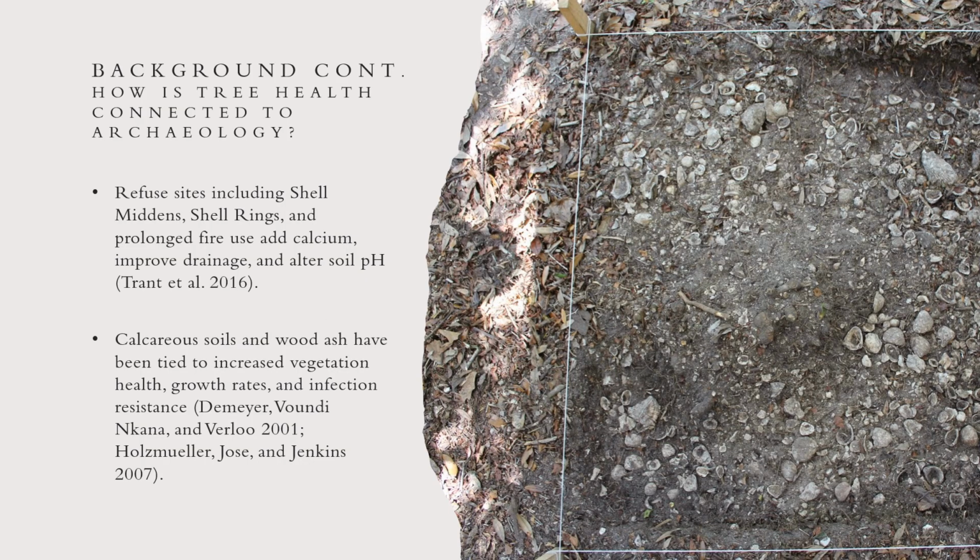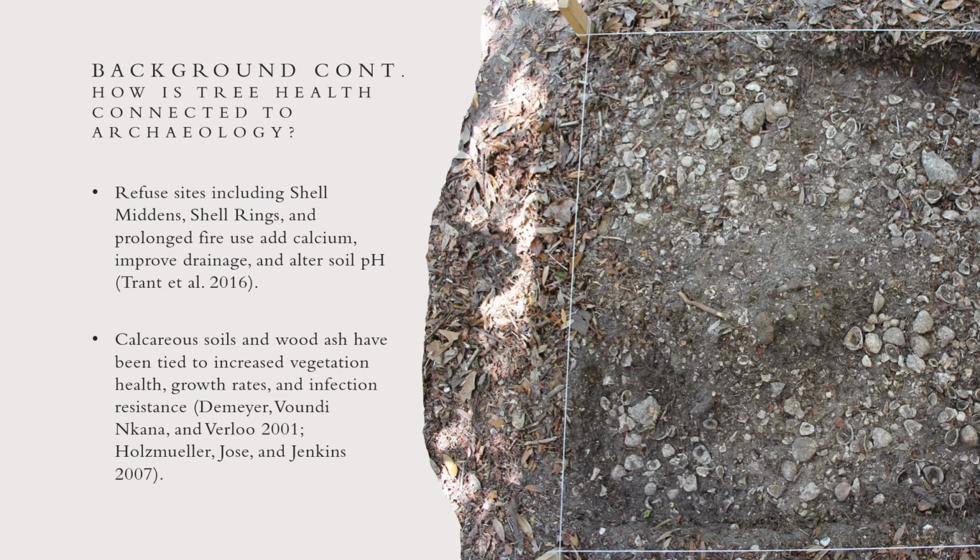So a shell ring is a general refuse site or shell midden. When you're living in these coastal areas, you eat a lot of this sort of thing. So you have a lot of waste and you have these big shell deposits. So that's going to add calcium to the soil, while prolonged fire use, campfires, and controlled burns throughout the past can alter the soil pH and improve drainage as well, which is what contributes to that tree health and productivity that they were seeing in British Columbia.